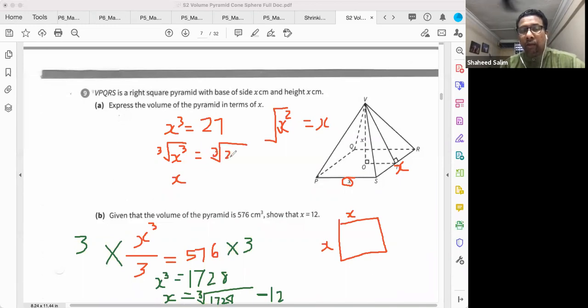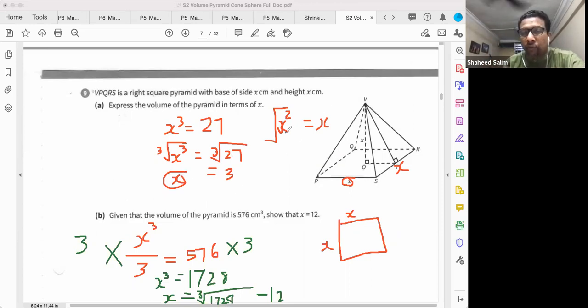Okay, I cube root 27. What do I get? I get 3. 3 times 3 times 3 is 27. Can you see now? When I cube root something with a cube, I get the x. Can you all see?